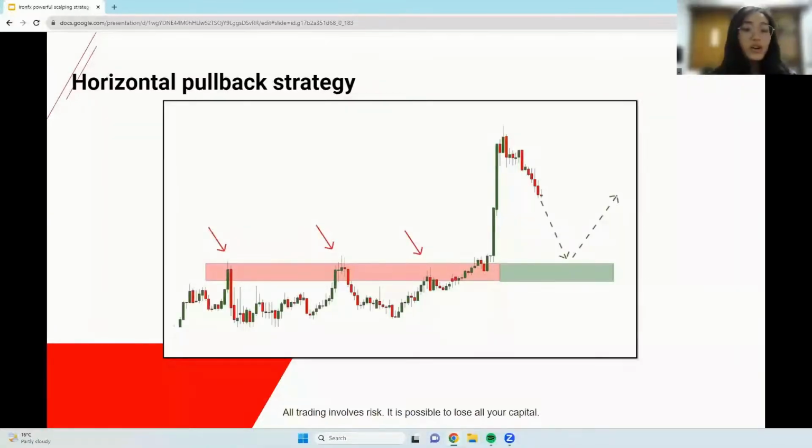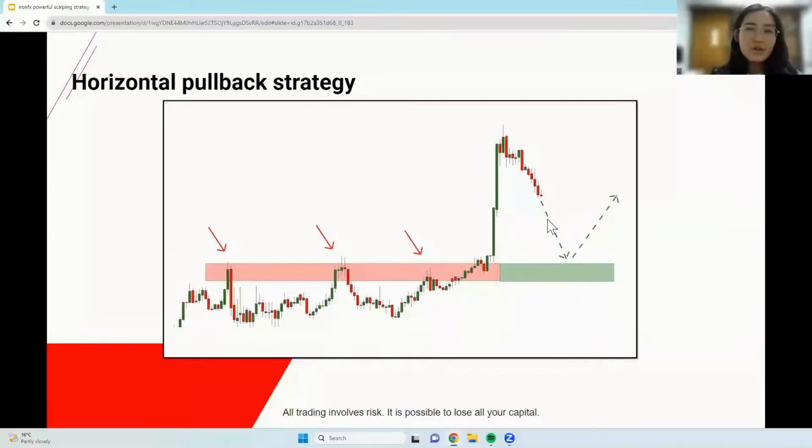We're going to start with the horizontal pullback strategy. A horizontal pullback basically means that we are expecting price to pull back or retrace back to that level. In this example, we have a multiple swing high resistance, this red area. We have 3 swing highs that all line up along the same area. Then price surpasses this resistance, so it breaks out of it.